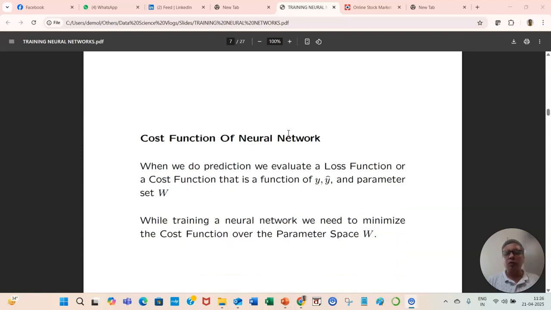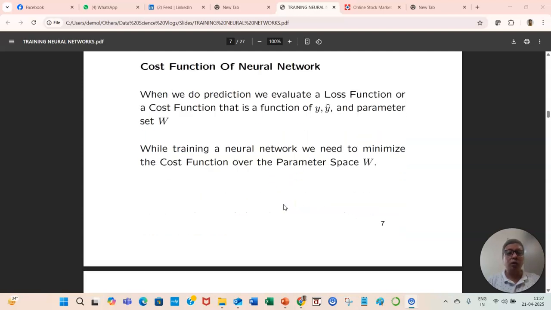There is a concept of cost function, which is a function of the actual values, the predicted values, and the parameter set w. So while training a neural network, we need to minimize the cost function over the parameter space w. We consider the values of y as constant, and then we minimize the loss to find the values of w. So that is the general idea behind neural network training.